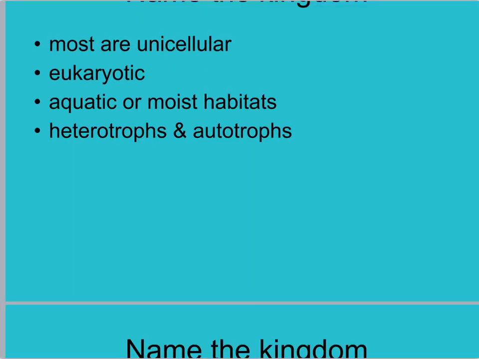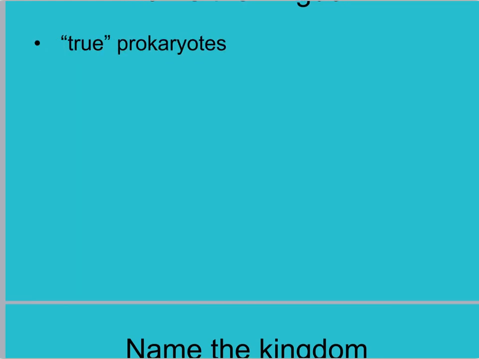Okay, name that kingdom. Most are unicellular, but it's eukaryotic, and they may live in aquatic or moist habitats, so typically water, and they may be hetero or autotrophs. So hopefully you picked protista. True prokaryotes. Hopefully you remember true stands for eu, and prokaryotes, the only example of prokaryotes is bacteria.